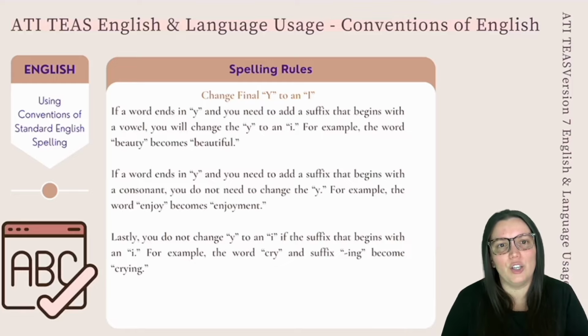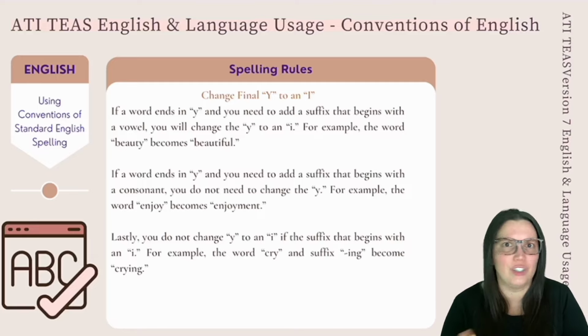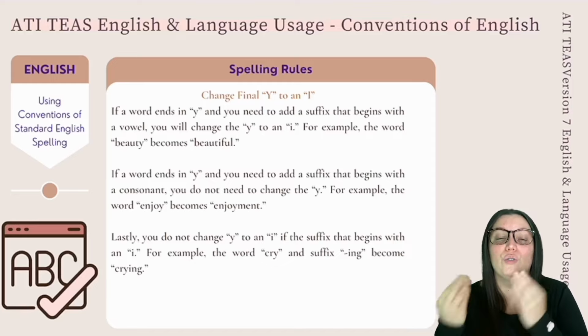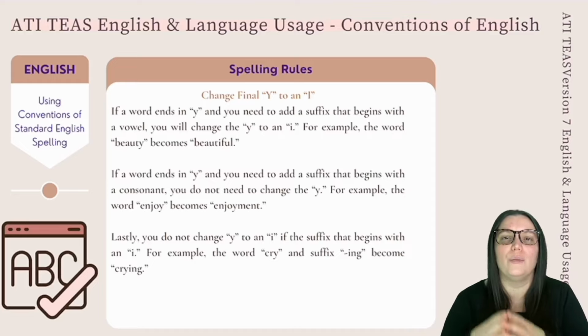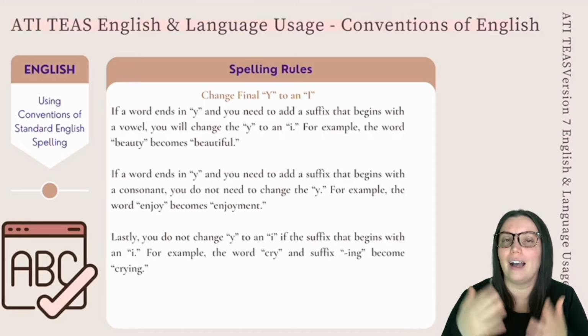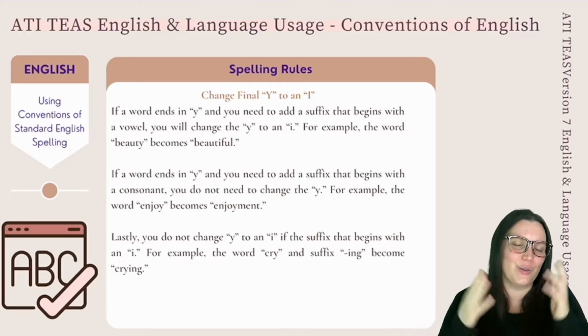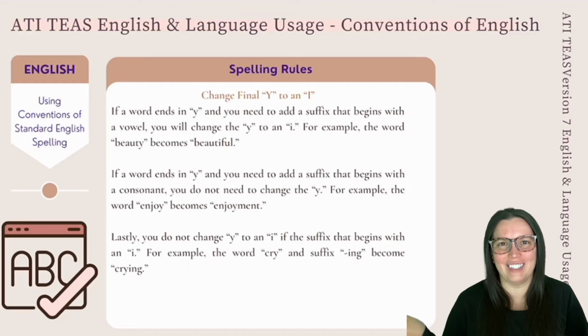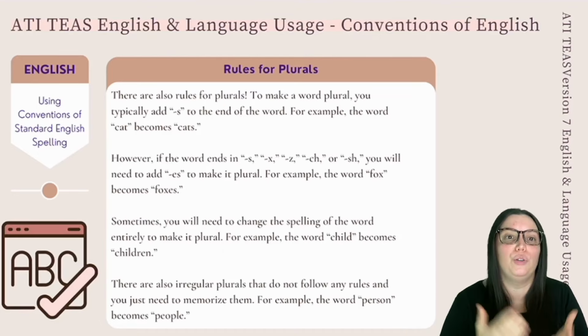And lastly, you do not need to change the Y to an I if the suffix that you are adding begins with I. You don't need to have two I's, right? So for example, the word cry and the suffix ing, I-N-G, would become crying, C-R-Y-I-N-G. There is already an I at the beginning of your suffix, so there's no reason to change your Y to an I. So let's now move on to the rules when it comes to plurals.